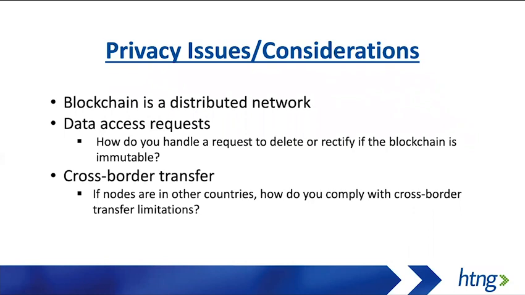The next issue after the data access request is looking at these cross-border transfers that I referenced earlier. So if each node has, let's say, a copy of the data, well, if they're not in a country where there is one of these adequacy decisions I mentioned earlier, then you need to do something else to make that transfer to this other country, this third country, legal.